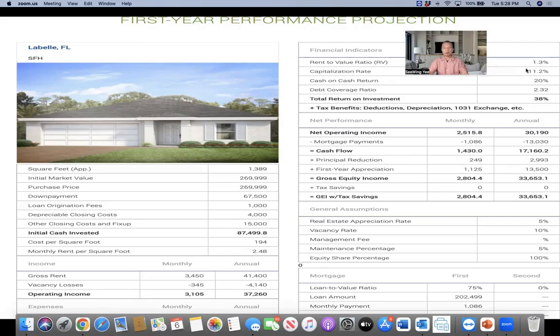The rent to value ratio was 1.3%. Capitalization rate is 11.2%. Cash on cash return is 20%. And total ROI is 38%. We're talking about the first year projection. I know I may be talking above some people's heads, especially newbies listening to this video who may not understand these numerical formulas that I'm trying to educate you on. Don't worry about it. For right now, just digest this high level presentation.